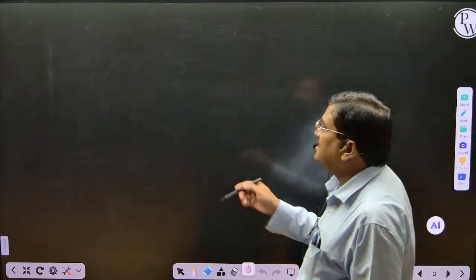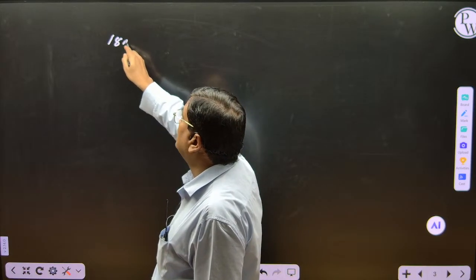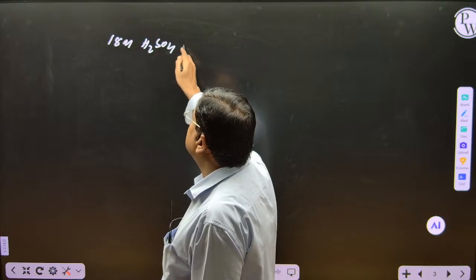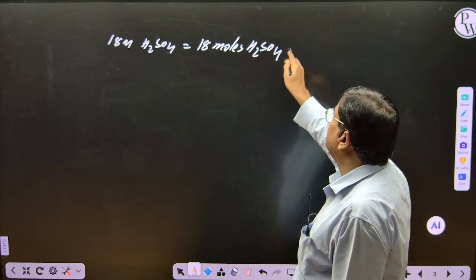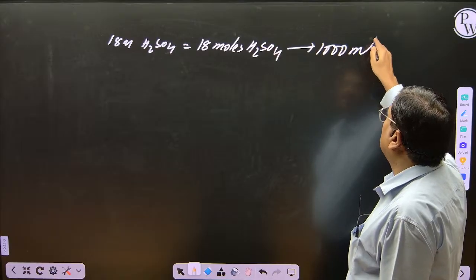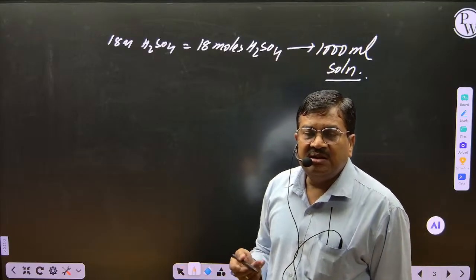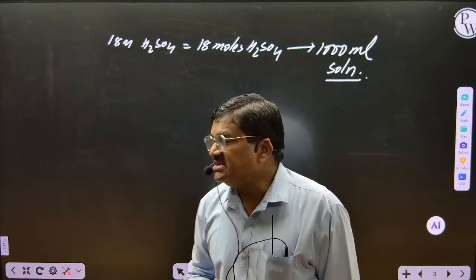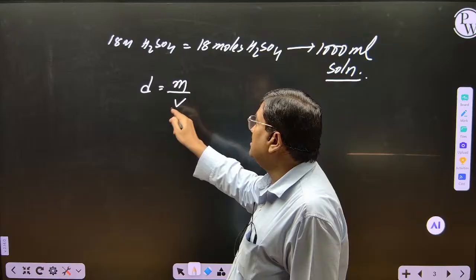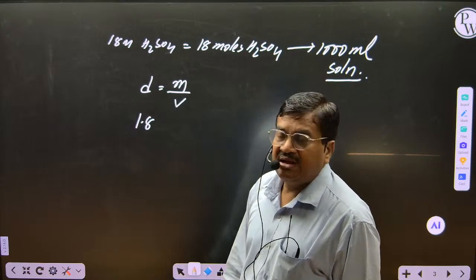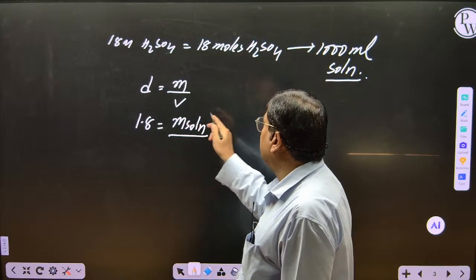Now we don't know the formula. What does 18 M mean? 18 M sulfuric acid, what does it mean? 18 moles of sulfuric acid is present in 1000 cc, 1000 milliliter of solution. Correct? Do you agree? 18 molar means 18 moles of sulfuric acid is present in 1000 cc. Now density is given. Density can be taken as mass by volume. Density of the sulfuric acid is given as 1.8, and the mass of solution we have to find, because we don't know that. Volume of the solution we know as 1000.